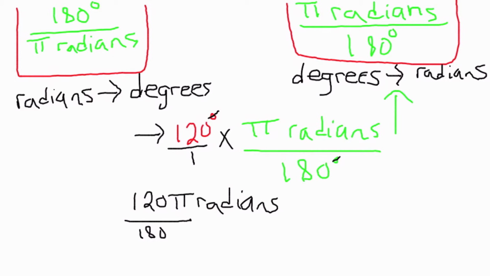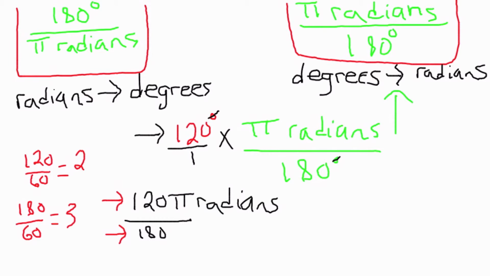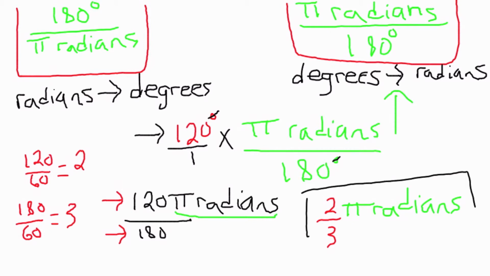Now, we notice that this 120 and this 180 could be simplified. If we divide those two numbers by the greatest common factor between the two, which would be 60, right? I know that 120 divided by 60 gives us a value of 2, and 180 divided by 60 gives us a value of 3. So we reduce them by dividing each number by 60. That will give us 2 over 3, and we just carry over the pi radians. So 2 over 3 pi radians would be our final answer. Converting from 120 degrees to radians is complete here.